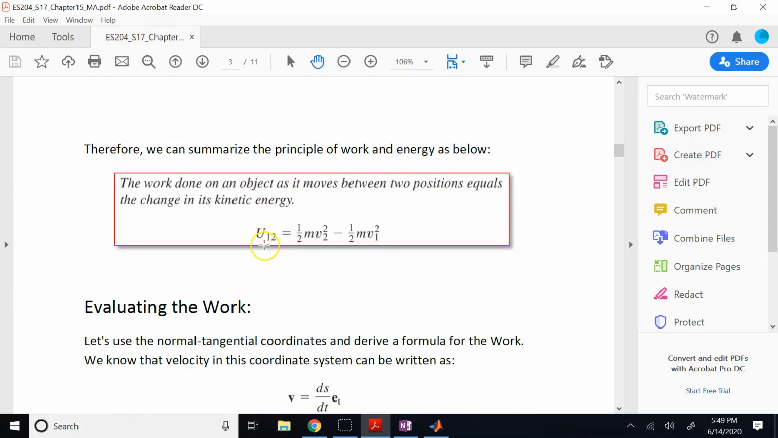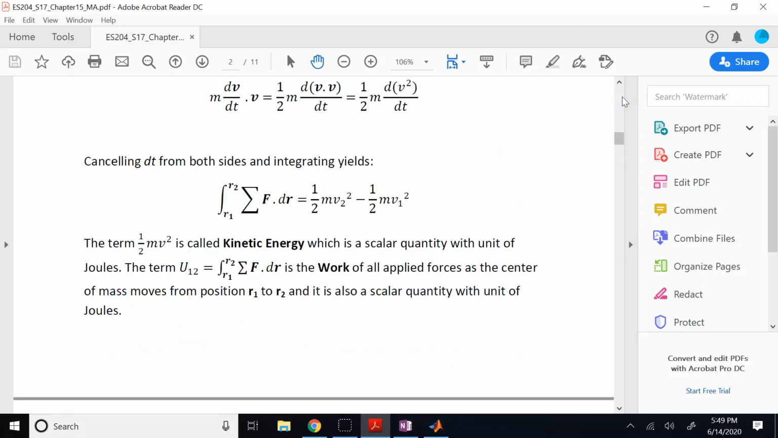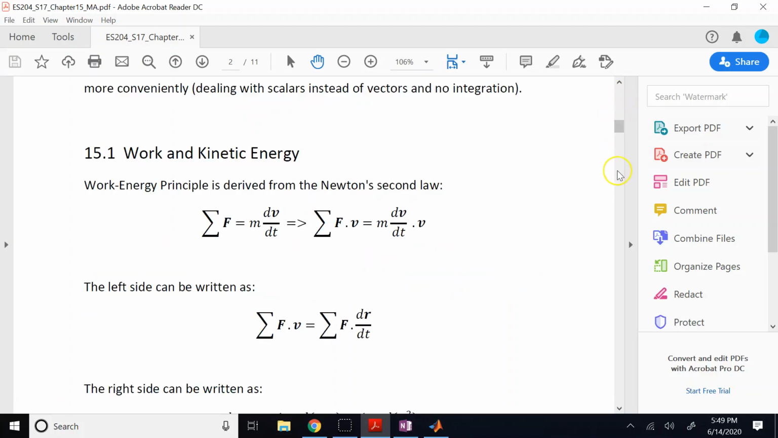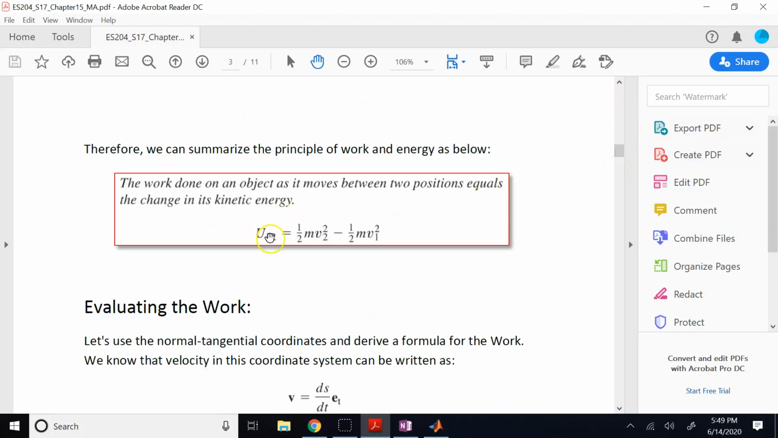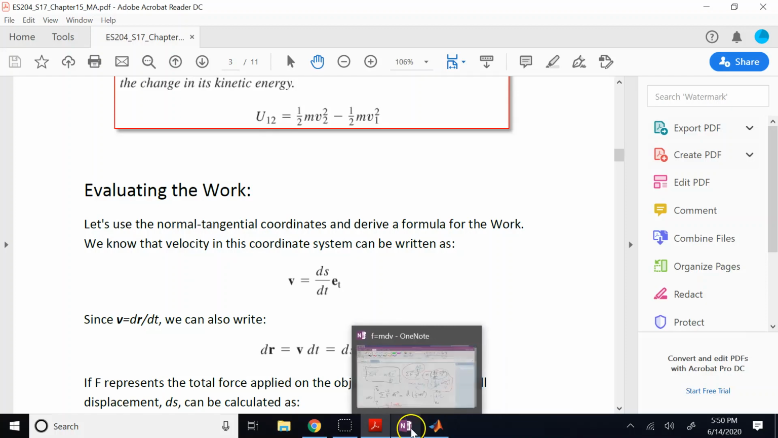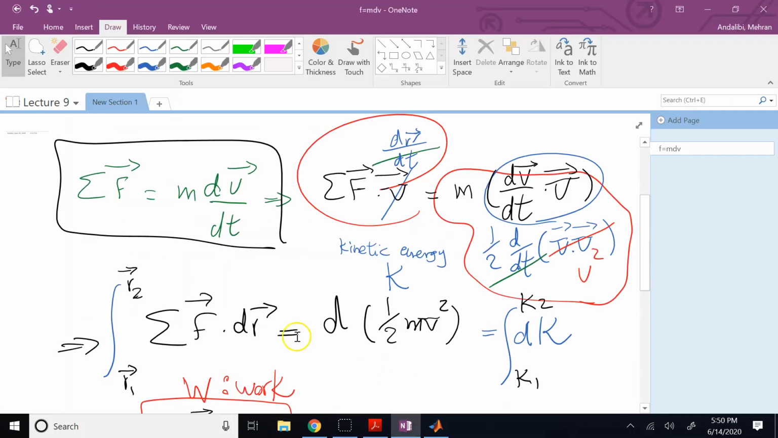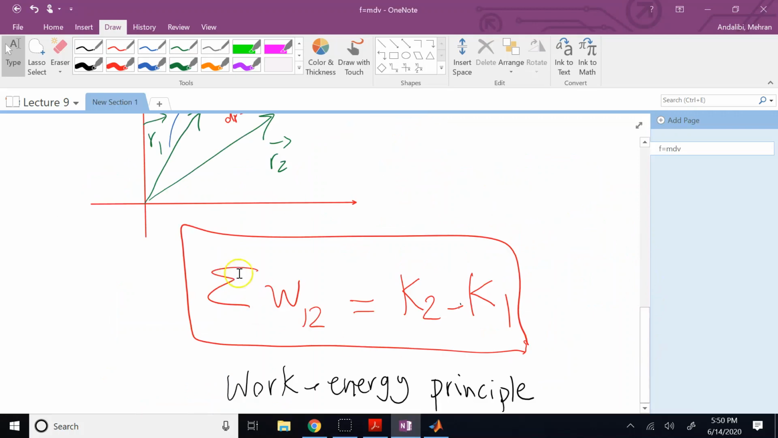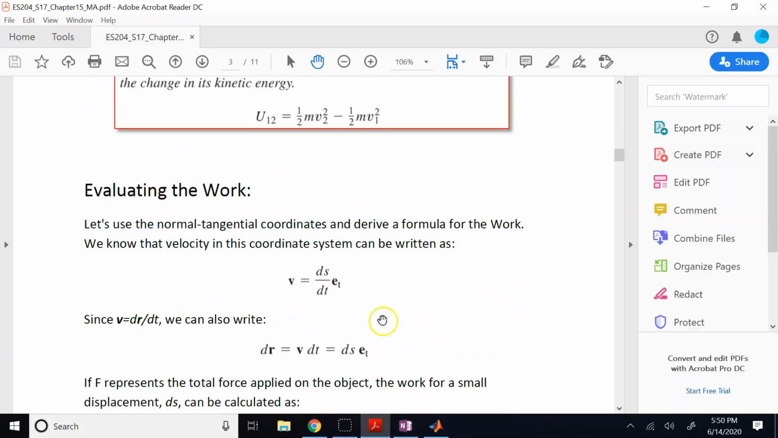Now in your textbook, the work is unfortunately shown with the parameter U, which is quite weird, because U is typically reserved for potential energy. I do not like the notation of your book. I provided it here from your textbook, but personally, that's not my favorite. I do not like to show work by U. I would still like, as many other textbooks do, to show it with W, as W is the beginning of the word work. So I would use W12 instead of U12 in my lectures.